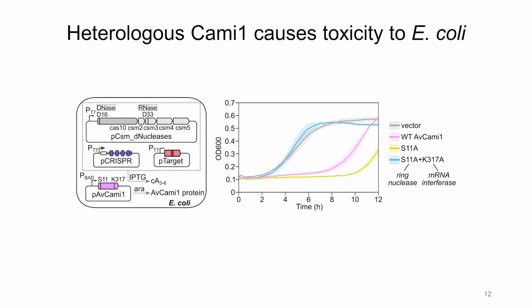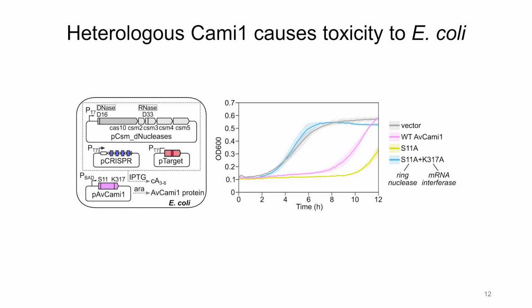Finally, we wanted to test whether CAMI1 proteins are active in live bacteria. Since our laboratory workhorse E. coli does not have any type III systems, we reconstructed them using plasmids that encode Cas proteins, CRISPR RNA, and the target for this complex. And this allows the production of cyclic adenylates in the cell. Then we transformed these bacteria with variants encoding CAMI1 protein and measured their growth.